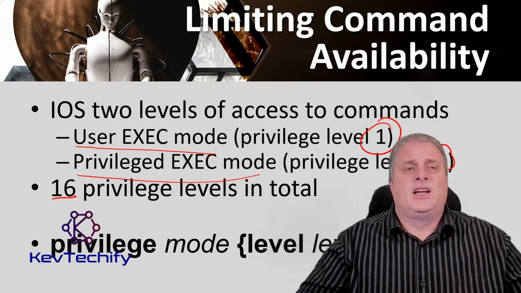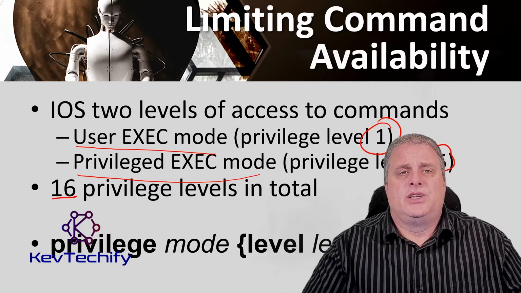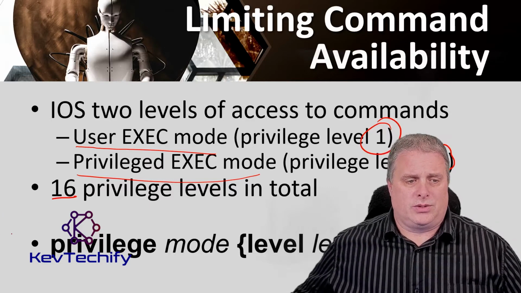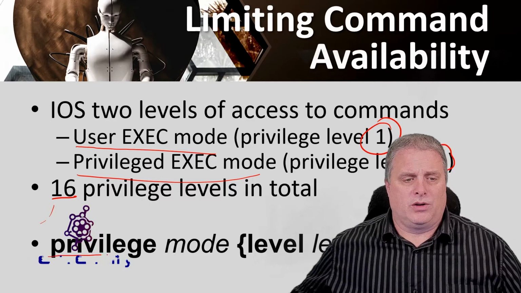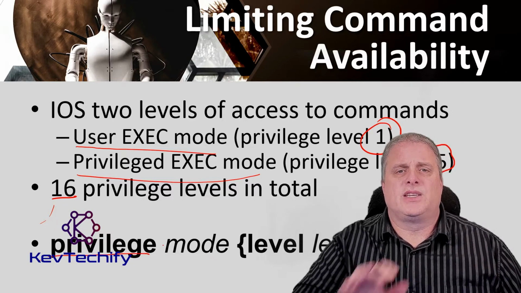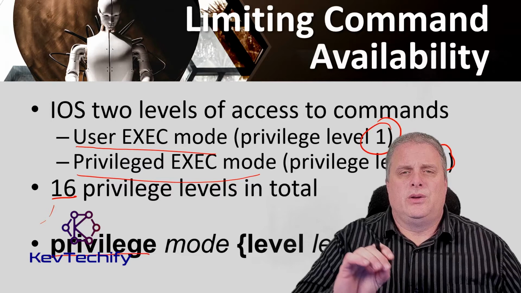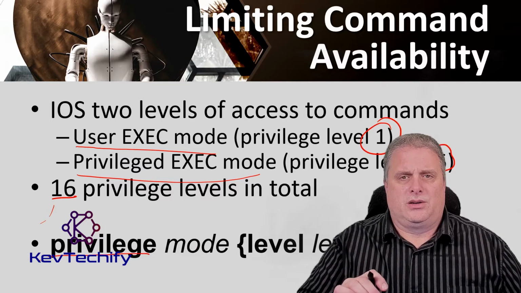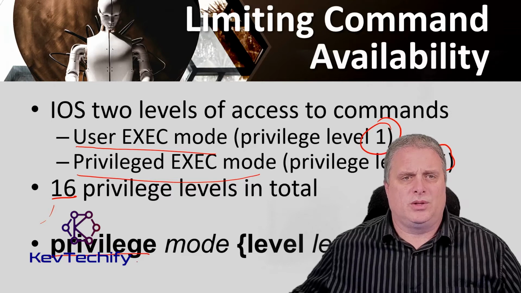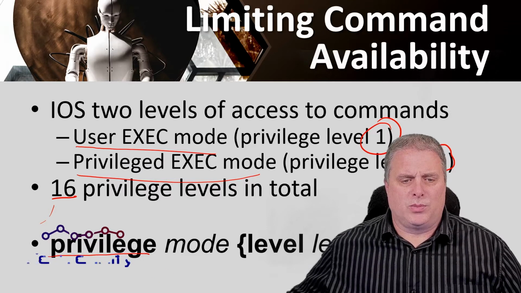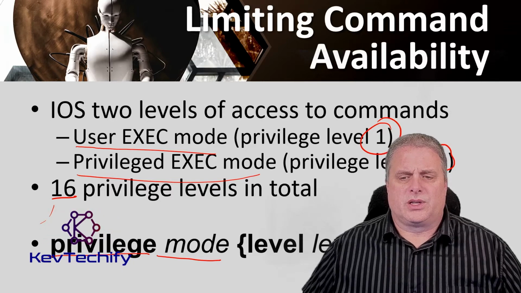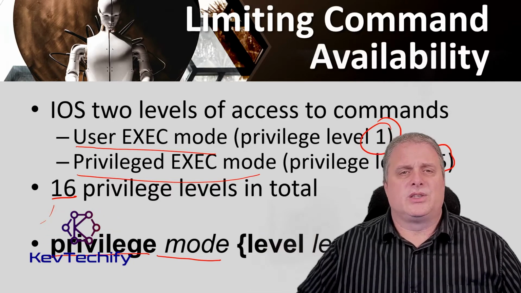The syntax: to assign commands to a custom privilege level, use the privilege mode command. You start off with the keyword privilege, then you put the mode. The mode specifies the configuration mode. Use privilege question mark to see the complete list of router configuration modes that are available. So you put the mode in, then you either choose level and then say what level it is, or you reset it.